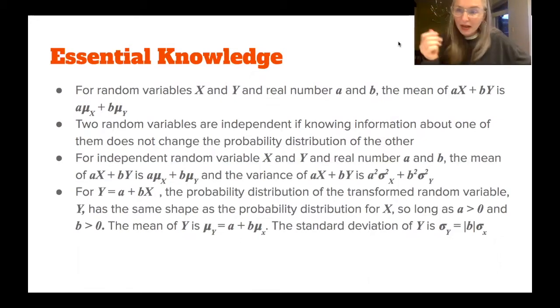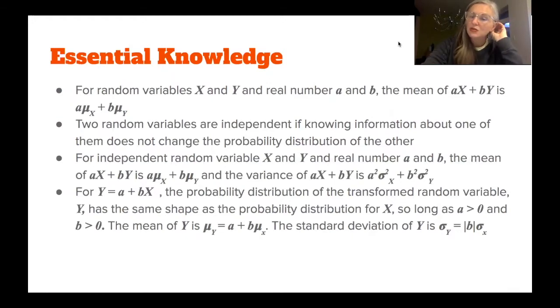Okay, we're going to come back to that concept of standard deviation, but know that the standard deviation can act extra, and so you always want to think about when does standard deviation go wonky, okay? For y equal to a plus bx, the probability distribution of the transformed random variable y has the same shape as the probability distribution of x, so long as b is greater than 0. The mean of y is going to be a plus b times mu, and the standard deviation is going to be the absolute value of b times the standard deviation of x.